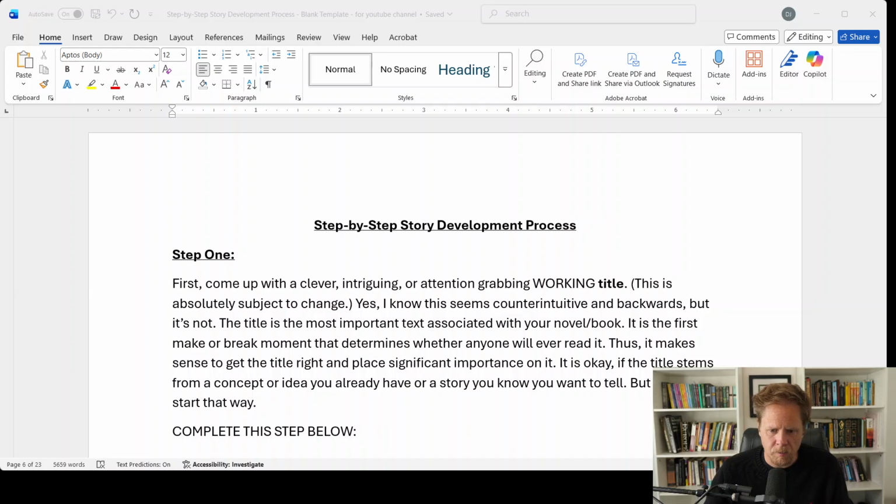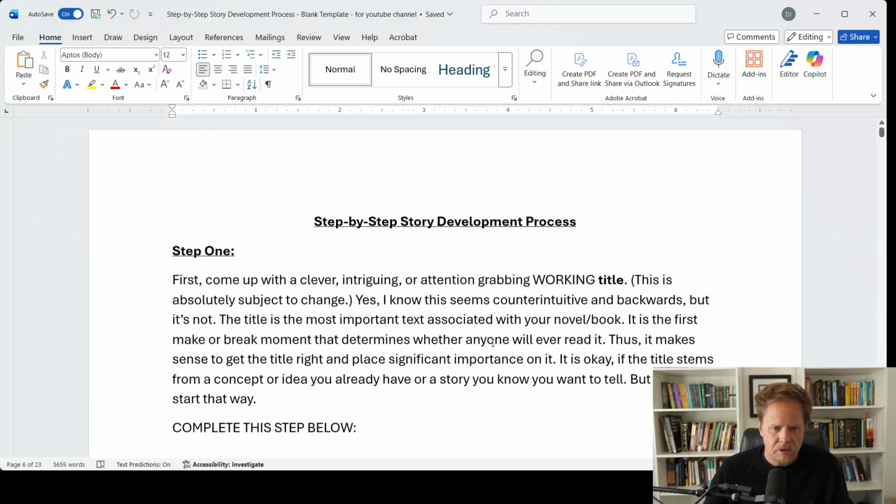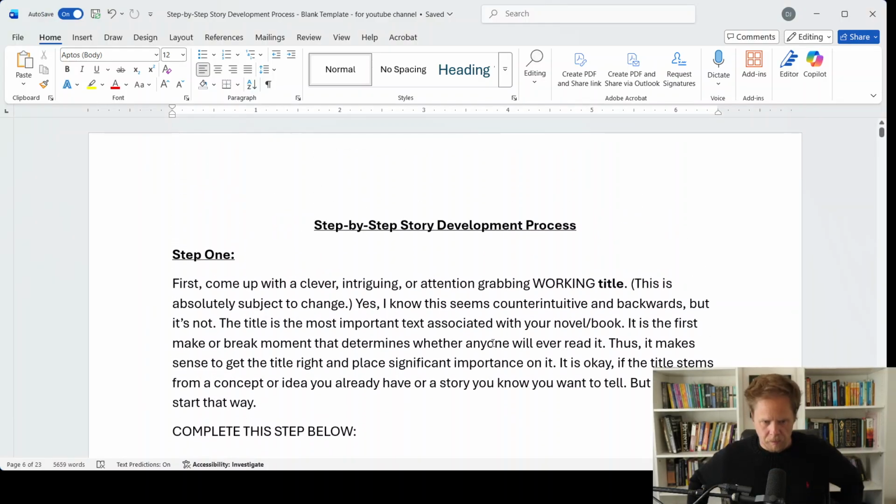So as you can see here, I pulled up this step-by-step story development process, right? This is a process that I developed over the years in drafting my own novels, and I've been writing for decades now, and this is a process that works, guys. You can write an 85,000 word novel, draft one, in just a matter of months if you use this process.